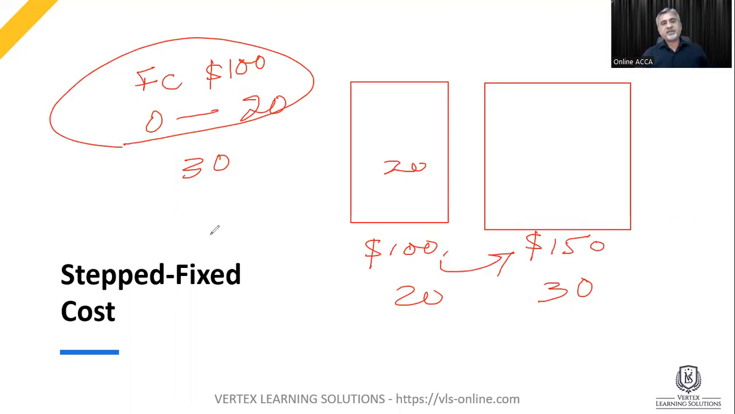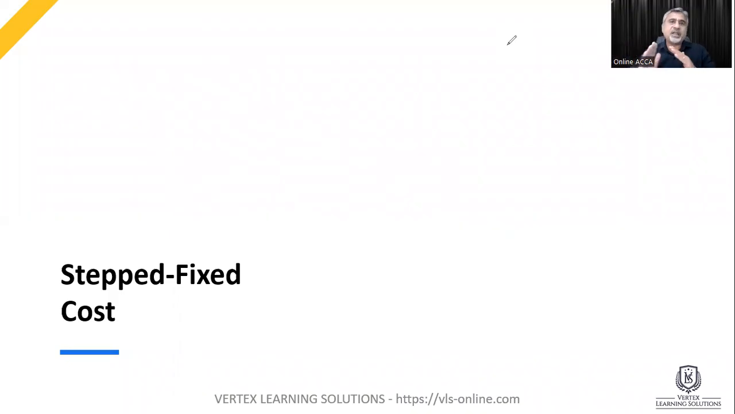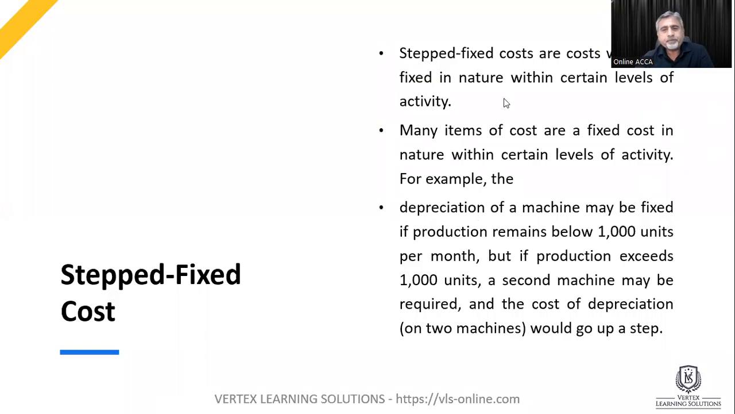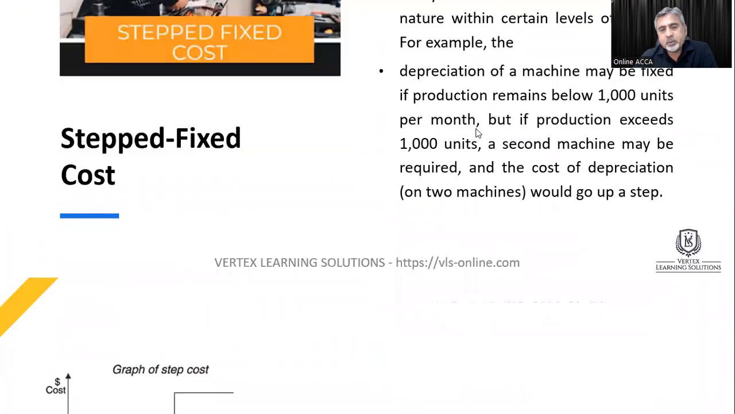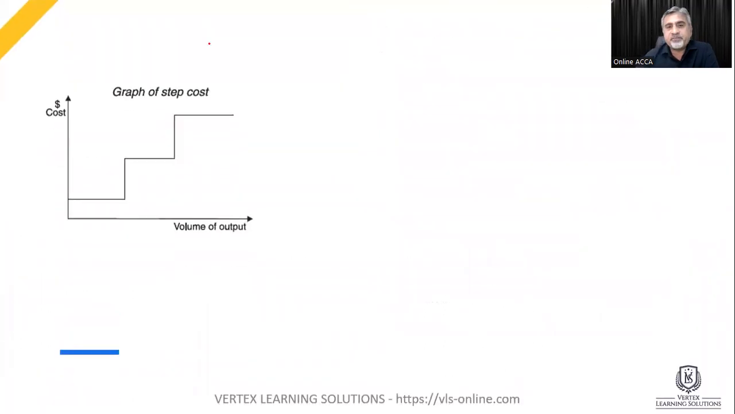So it means that fixed cost will increase with the level of activity at a certain point in time. Variable cost continuously increases, but fixed cost remains the same for a certain period of time and then it increases. And this is called step fixed cost, okay? Now you can read this explanation here, but let me show you how it looks. This is how the step fixed cost looks.